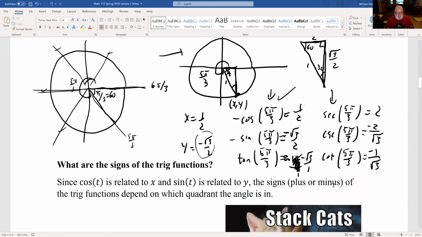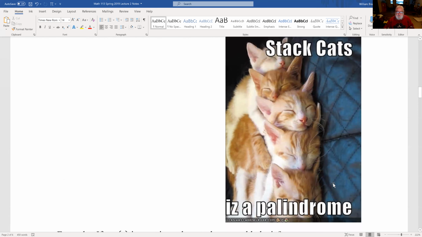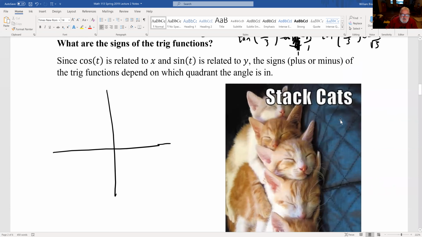So what's the sign, plus or minus, of trig functions? It depends on what quadrant it is, and stat cats, it is a palindrome. Right? Reads the same way backwards and forwards. And for me, that's one way to remember in which quadrant my angle is, what the sign of my trig functions are. So cosine is x, sine is y. So in this quadrant, x is greater than 0 and y is less than 0. Sorry about that, I got that backwards. This one, x is greater than 0, y is less than 0. Cosine is positive here.